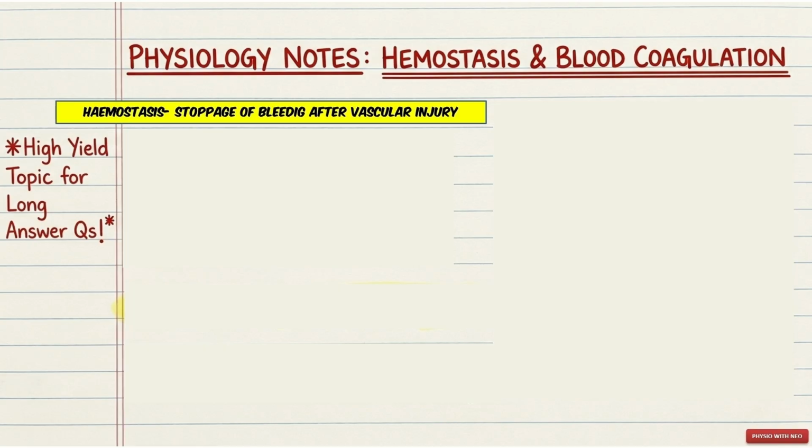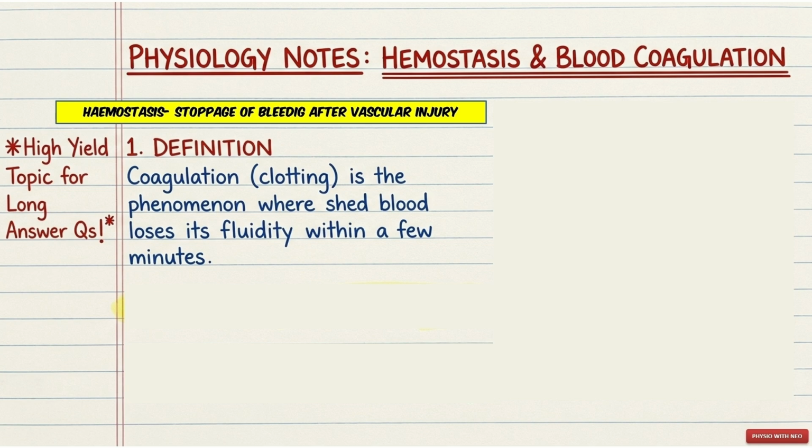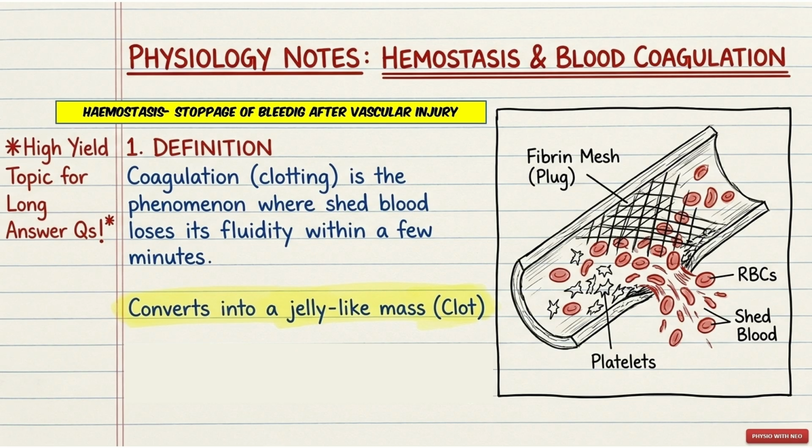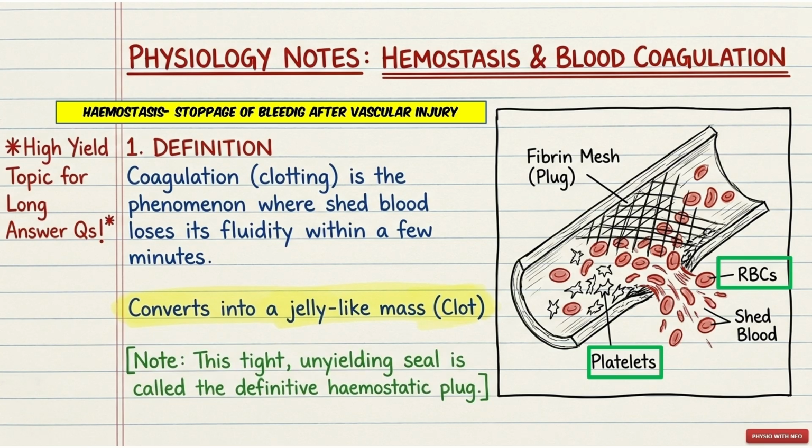Definition first. Hemostasis. It is the stoppage of bleeding after a vascular injury. In simple words, clotting is the phenomenon where shed blood loses its fluidity within a few minutes and converts into a jelly-like mass, that is a clot, to stop the bleeding. Now notice this diagram. In this, the fibrin forms the meshwork in which the platelets get trapped, RBCs get trapped, and together they form this tight, unyielding seal which is called a definitive hemostatic plug.